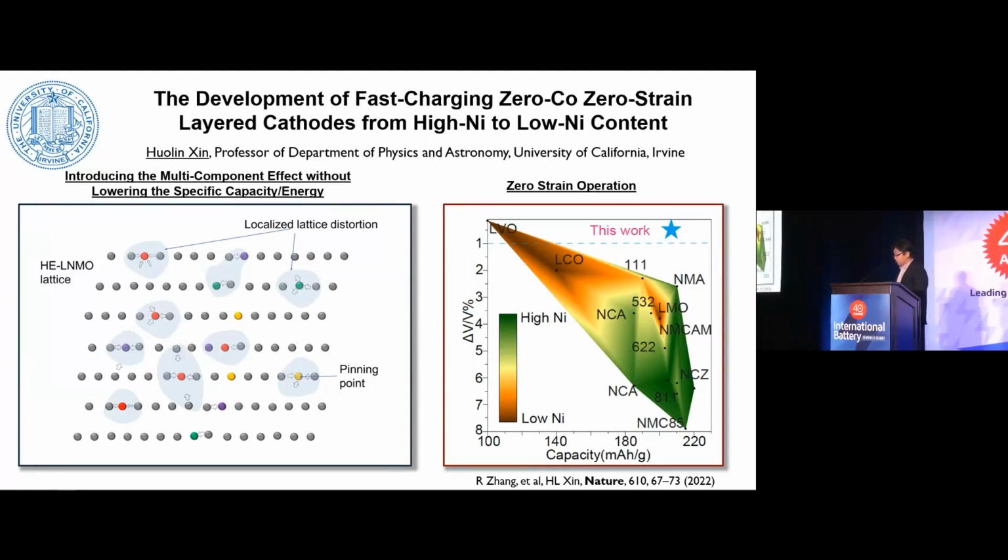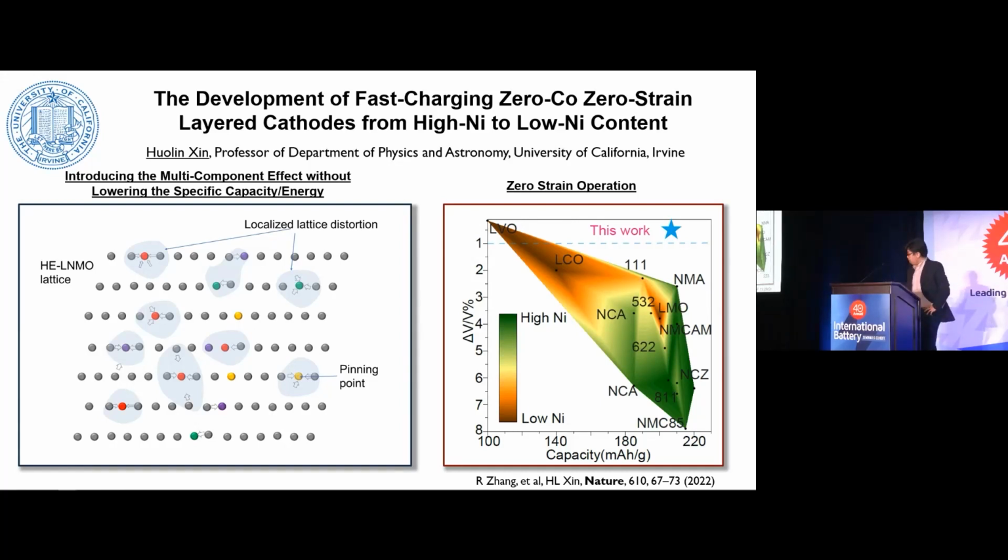So today I'm going to share with you the work about how to correctly introduce a multi-component effect into stoichiometric layer oxide, such that we don't actually introduce a lot of lithium cation mixing, so we can preserve the high specific capacity and high energy density. At the same time, we eliminated cobalt, we reduced the nickel content, and we prescribe a chemomechanical stability to the cathode, in particular a zero strain property to the cathode material.